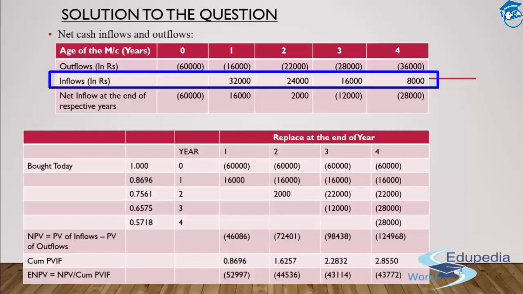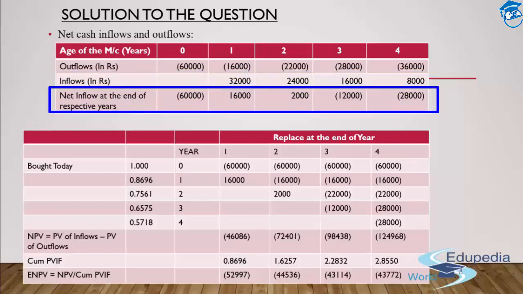So how about my net inflow at the end of each respective year? Number one, for the year zero, it's going to be 60,000 rupees. For the year one, it's going to be 16,000 as positive. My scrap value is exceeding my total amount of outflows, so my overall benefit is 16,000 rupees. Now coming to the second year, it's going to be 2,000 rupees: 24,000 as inflow minus 22,000 as outflow. It's going to be a net inflow of 2,000 rupees. Then in the year three, it's going to be negative 12,000 rupees. Why? Because my outflow is 28,000 and my inflow is merely 16,000 as compared to that.